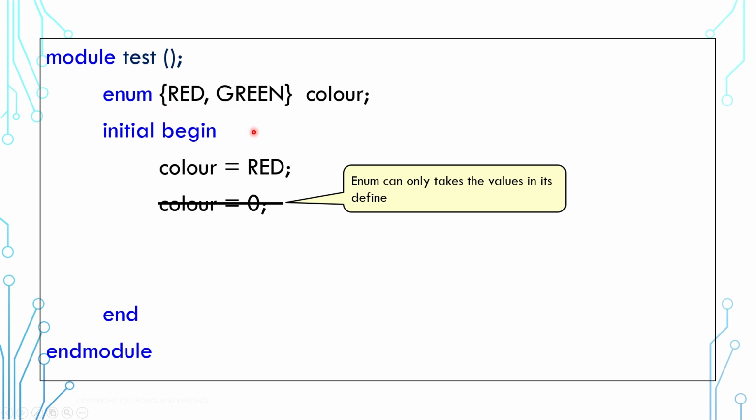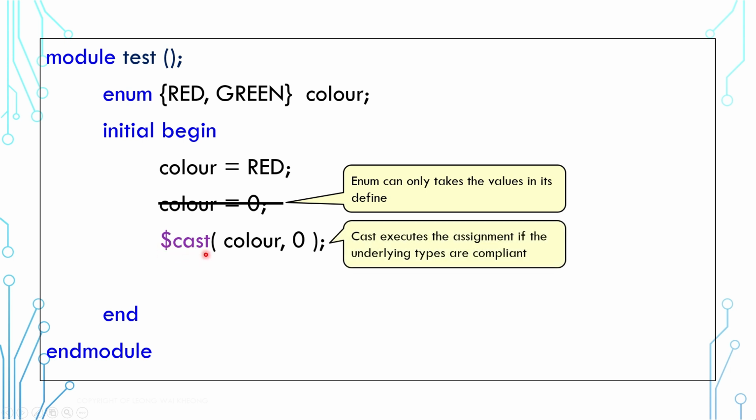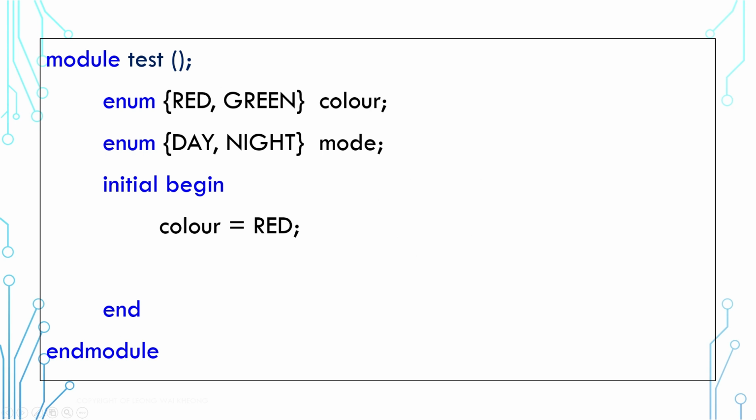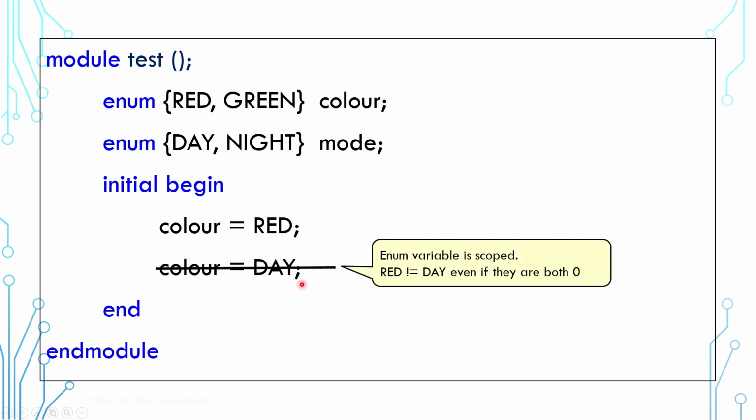But if you insist on using the value 0, you can use the system function cast. Cast would execute the assignment if the types are compliant. It will fail if you cast an illegal number, like in this case, 2. We can have multiple enum variables, but we cannot mix and match them. For example, color can take on value red, but it cannot take on value day, even though they both are 0.